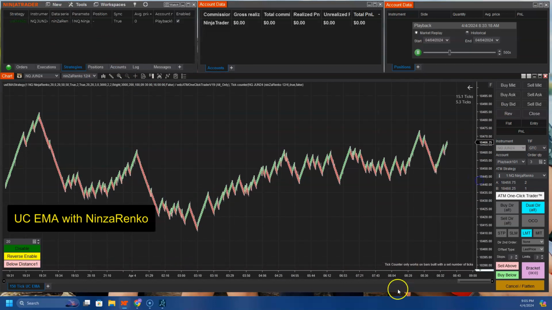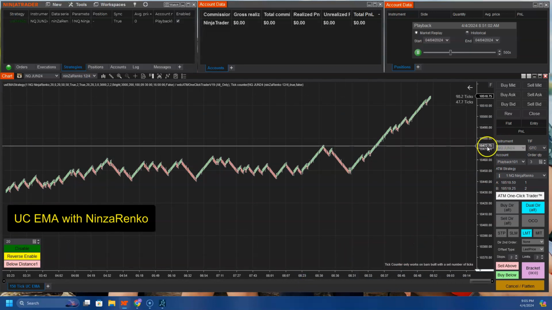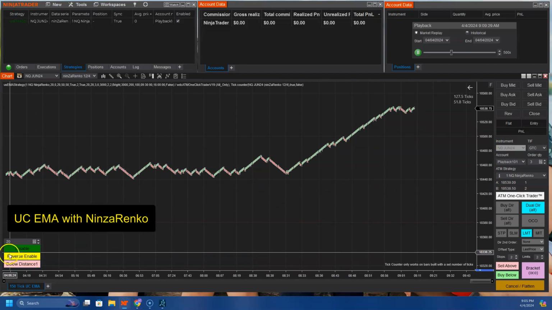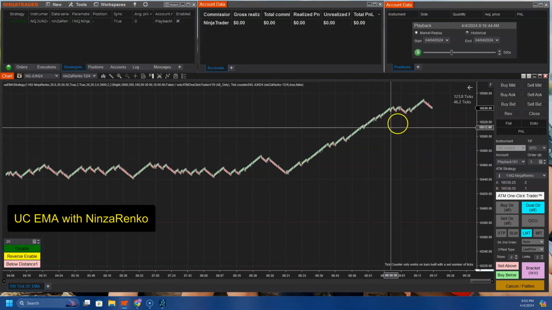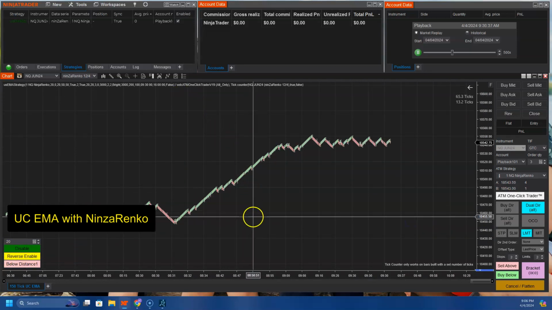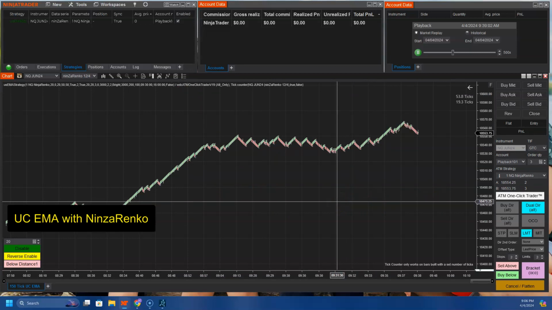Okay, so it's a NinjaRenko candle type, and we are running the UC EMA on this. It will only take the trade when the distance is below 20. That's why it's not doing anything right now. Oh, I don't have my EMAs on the chart, but it's okay. We'll see what happens if it trades.